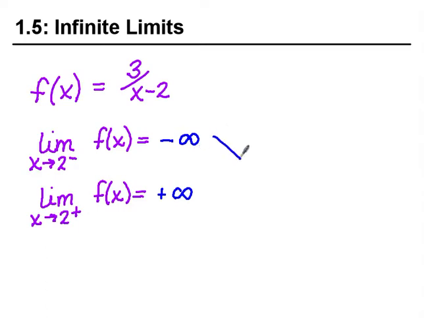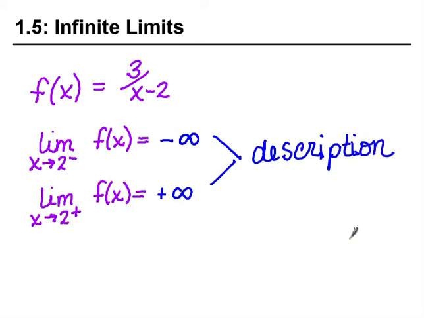What this is right here, this is a description. This is not necessarily the answer. This is describing and telling you they go to negative infinity and positive infinity. Okay? And so then that's pretty much it with the infinite limits. So you're going to be doing positive infinity, negative infinity.